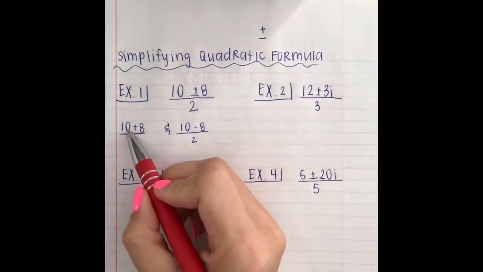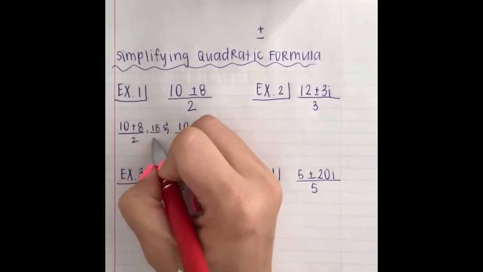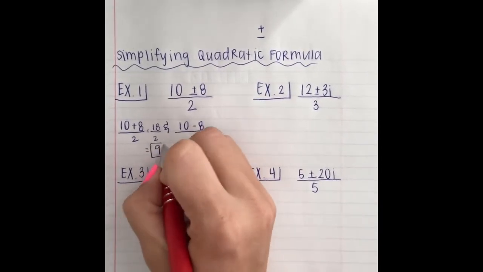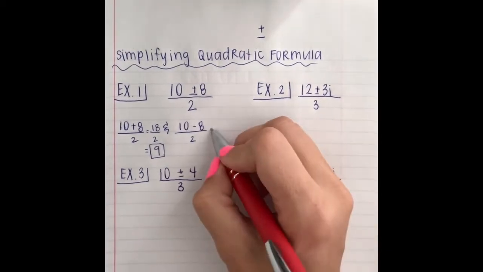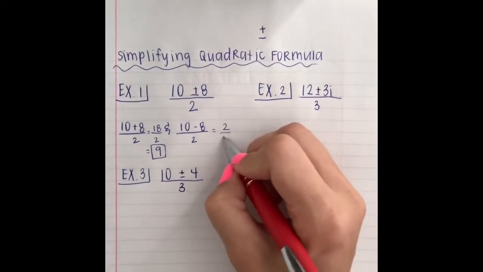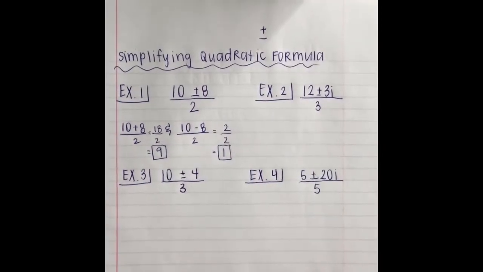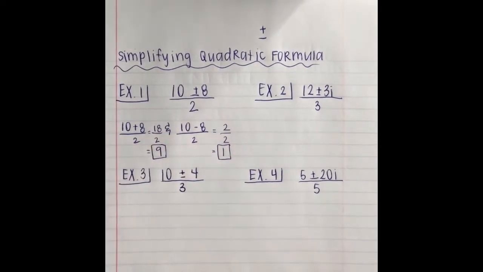So let's look at it. 10 plus 8 gives you 18 divided by 2. 18 divided by 2 is 9. Okay, so that's one of your answers. And then you have 10 minus 8, which is 2 divided by 2, and 2 divided by 2 is 1. So there's your other answer. So your two answers you get from this are 9 and 1, okay?